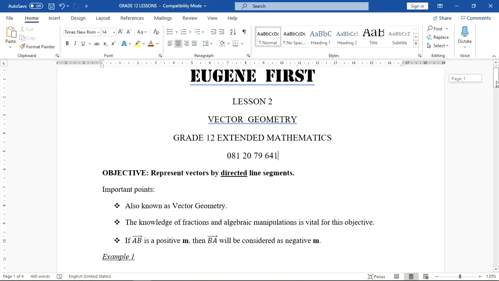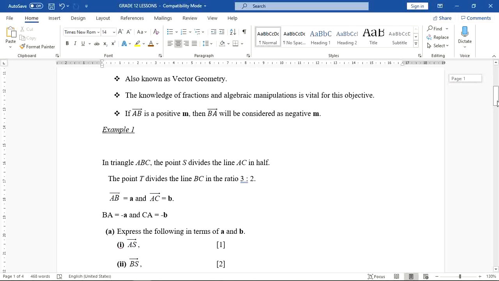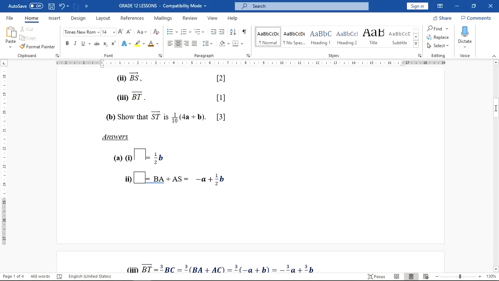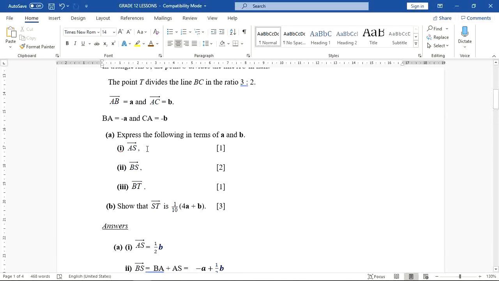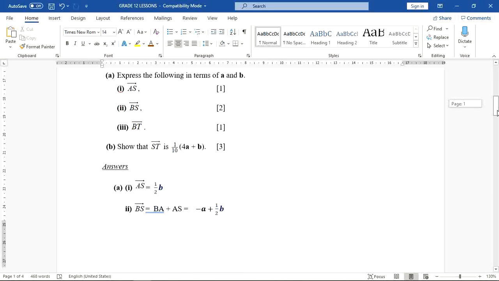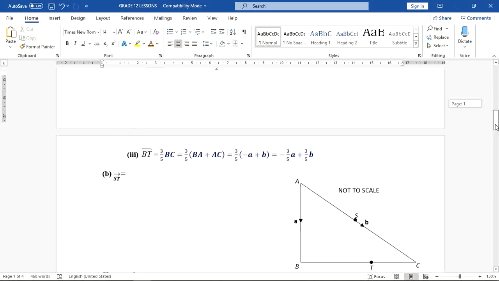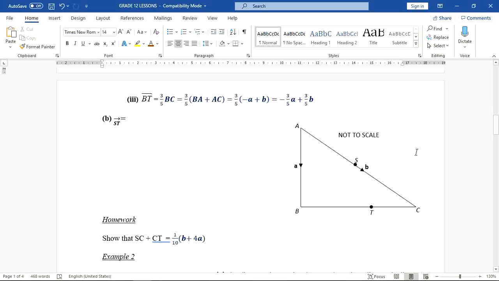In video number 1, or lesson number 1, we tried to answer part A, Roman 1 up to Roman 3. Now in this video we are going to show that ST is represented by this vector. So what we need to do is to figure out how to move from S to T.